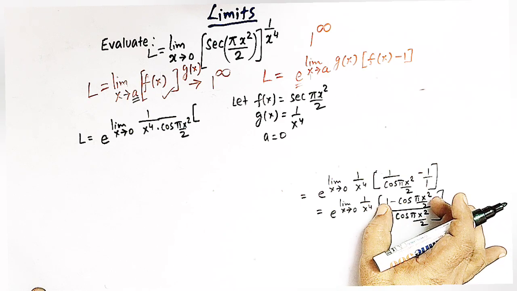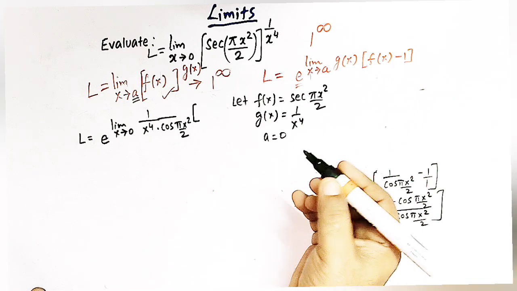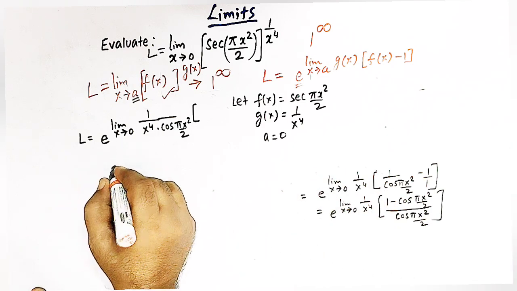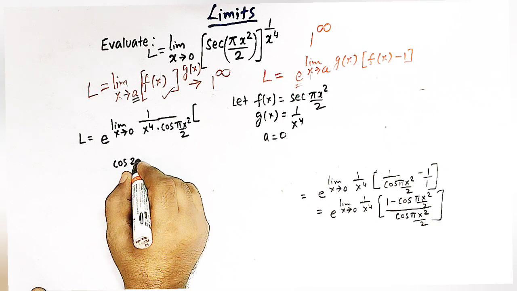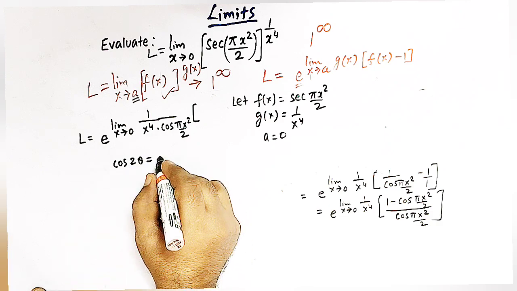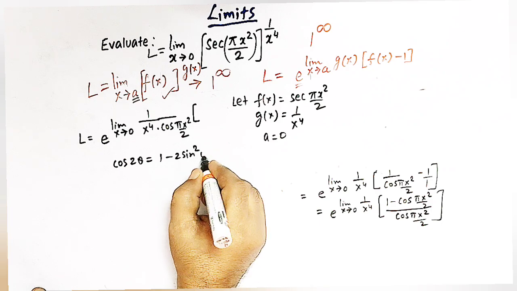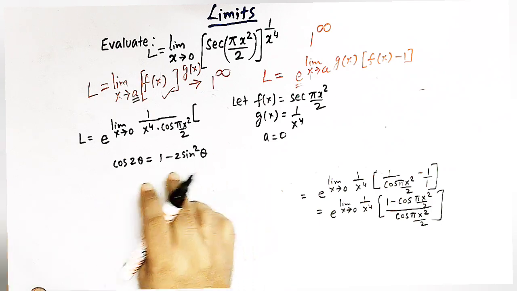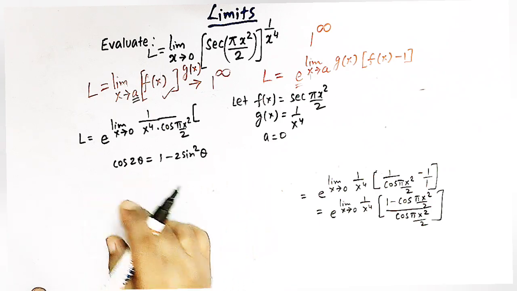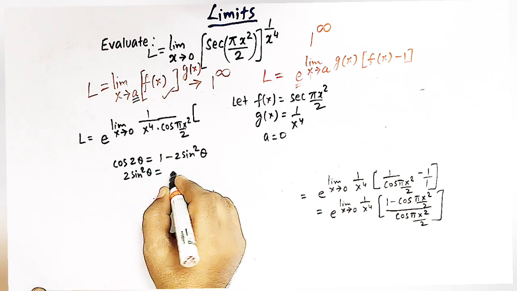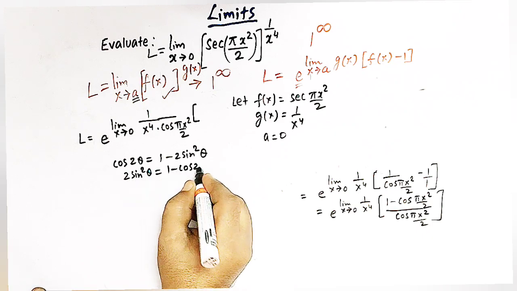So to simplify this numerator, we'll take help of some trigonometry. So we know that cos 2 theta is equal to 1 minus 2 sine square theta. This is the well-known double angle formula for the cosine function. So we can write 2 sine square theta is equal to 1 minus cos 2 theta.